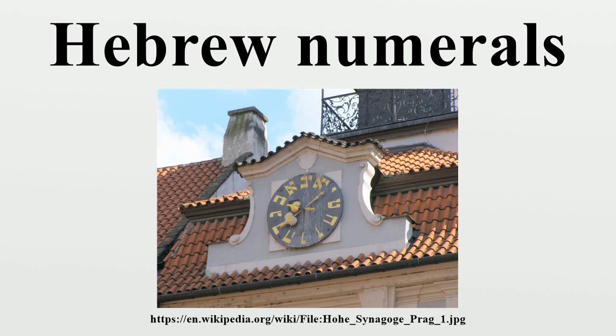To represent numbers from 1000 to 999,999, the same letters are reused to serve as thousands, tens of thousands, and hundreds of thousands. Gematria uses these transformations extensively.